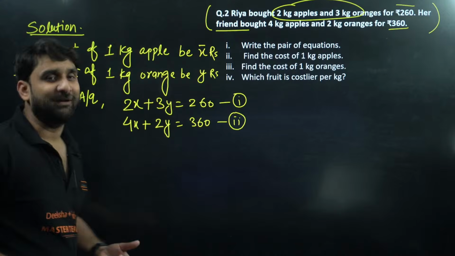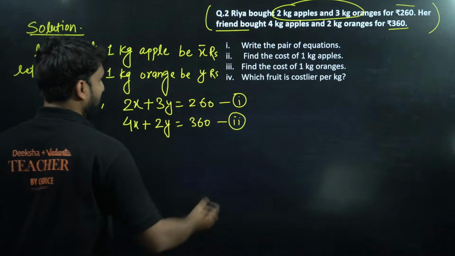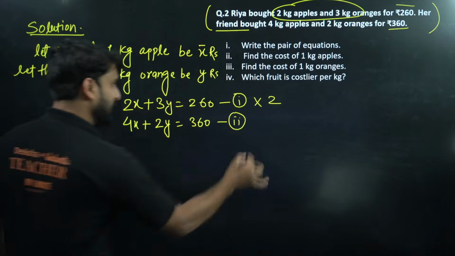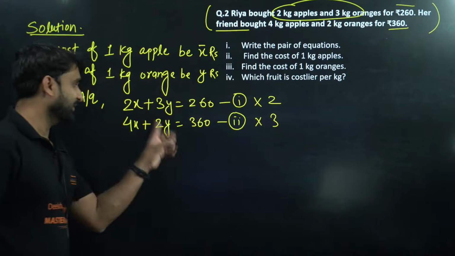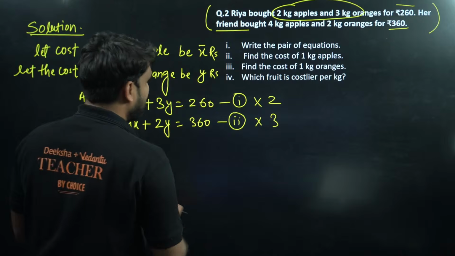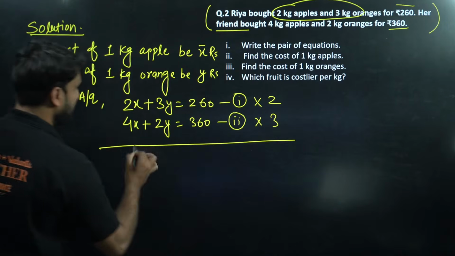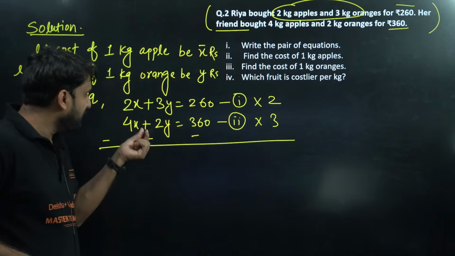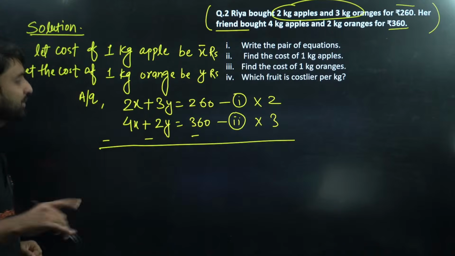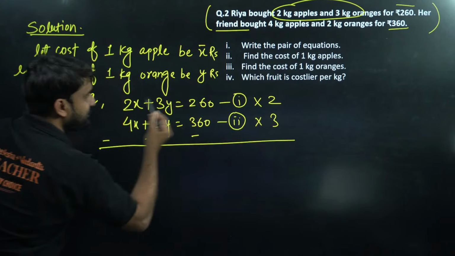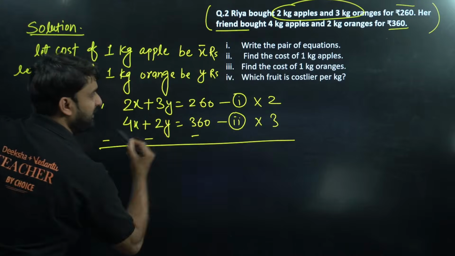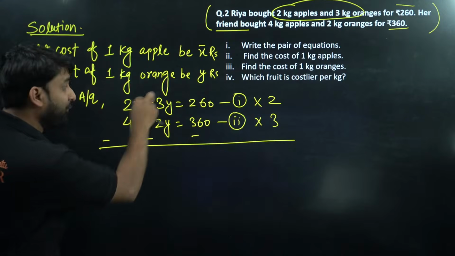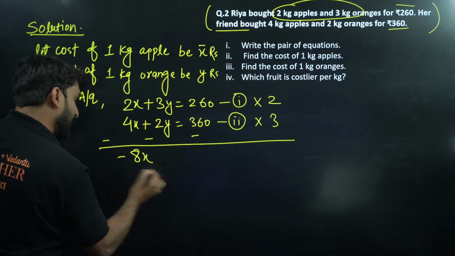So let's eliminate the Y family. To eliminate the Y family, I am multiplying this equation by 2, 3 twos are 6, and I am multiplying this equation by 3, 2 threes are 6. Wow. So after multiplying, if we subtract, the signs change: positive will become negative, positive will become negative, this positive will become negative, right? So let's do it. 2 fours are 4x, minus 4 into 3 will be 12x. So 4 minus 12 will be minus 8x. Why am I writing minus here?